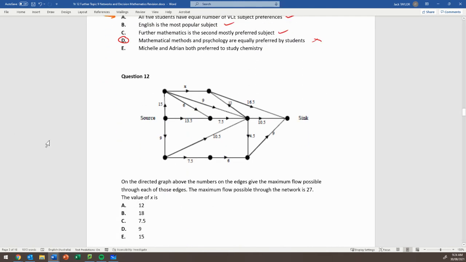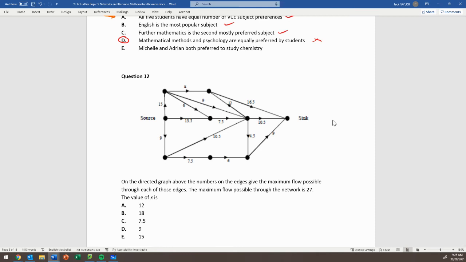On the directed graph above, the numbers on the edges give the maximum flow possible through each of those edges. The maximum flow possible through the network is 27, so the value of X is. All right, so a tricky question, this one. What we need to do is work out the cut that gives the max flow, so the min cut, and therefore figure out the value of X.